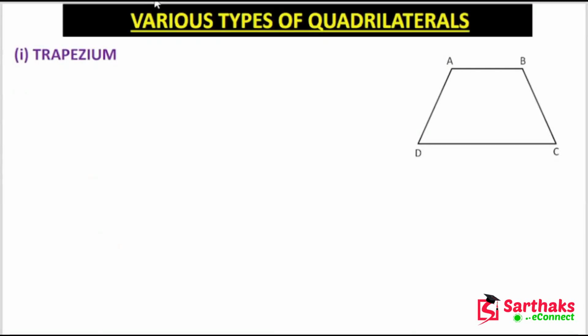Now you must have seen this figure many times, but you must be wondering what its name is. Well, it is called trapezium. Since it is a quadrilateral, it has 4 sides. And what is the property on the basis of which we are calling it trapezium? So what is trapezium?